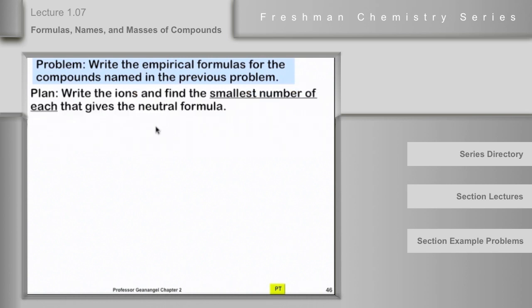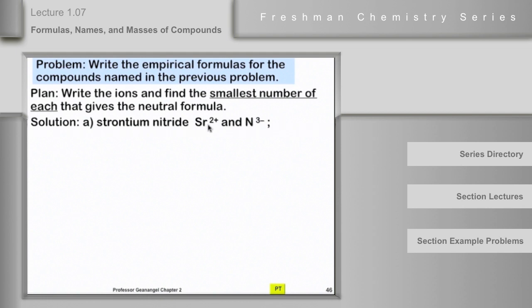So what we're going to do to write empirical formulas is to write the simplest neutral formula. We're going to write down the ions and figure out the smallest number of each ion that gives that neutral formula. So if we go back to strontium nitride, we find that strontium is in group 2A, so it has 2 positive charges. And nitrogen is in group 5A, so it has 3 negative. You could check this in the periodic table. So what we need is enough strontium ions and enough nitride ions to balance the charges. And you can see 1 to 1 won't do it.